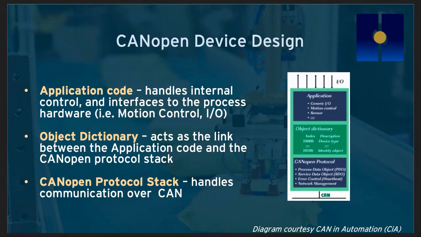Now, how does the application side talk to the networking side? Well, that's done through what's called an object dictionary. That's the link in the middle there, the middle part of the sandwich. So that acts as the glue between the application side and the CANopen communication side. Let's talk a little bit more about that object dictionary.